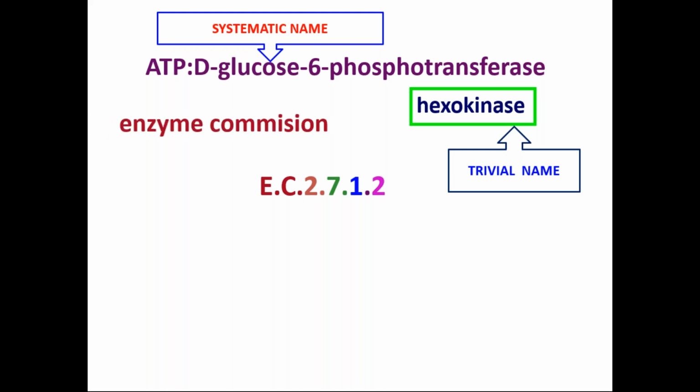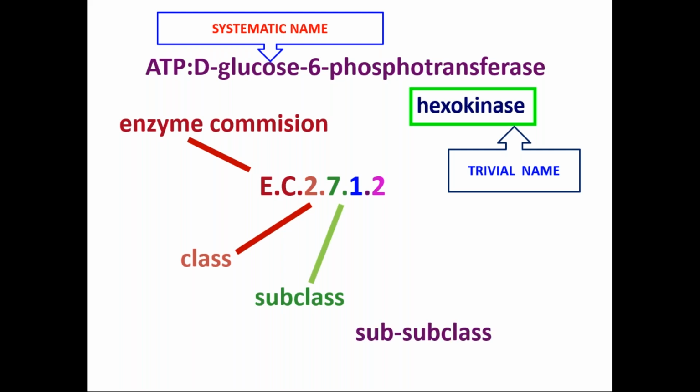EC stands for the Enzyme Commission. The first number stands for the class. This is a transferase, and if you recollect, we saw that transferases belong to class 2. 7 is the subclass, and 1 is the sub-subclass, and 2 is the individual entry. So therefore, hexokinase has the enzyme EC number 2.7.1.2. In any professional document, even though you write hexokinase, within parentheses you must put the EC number.